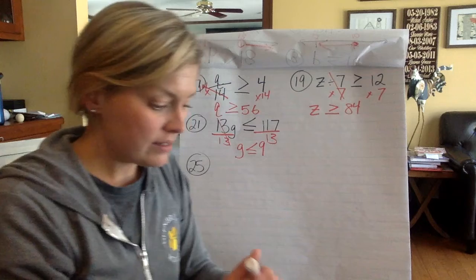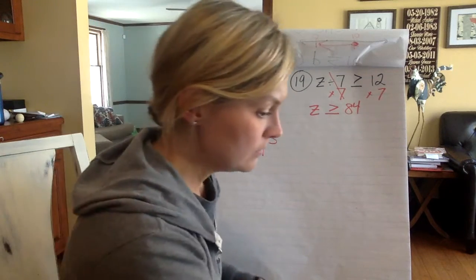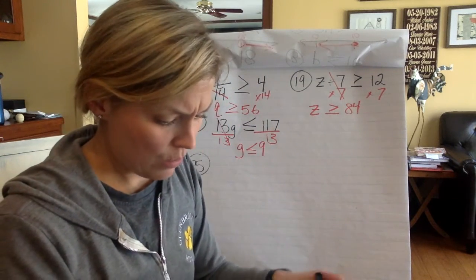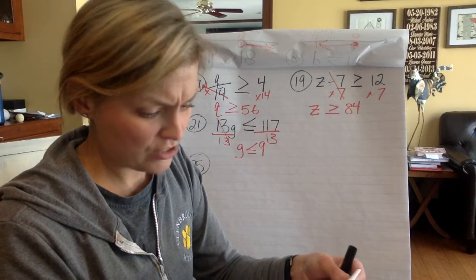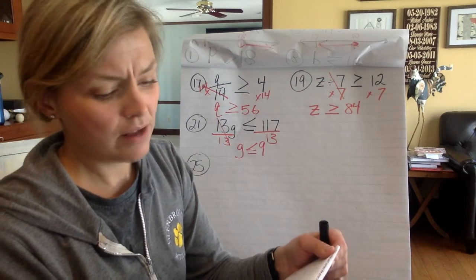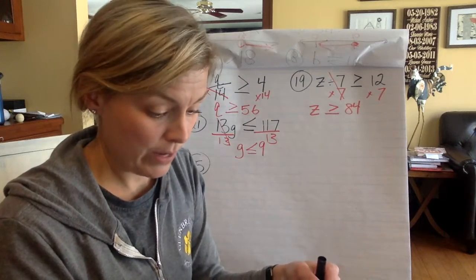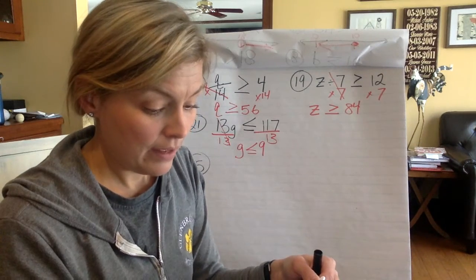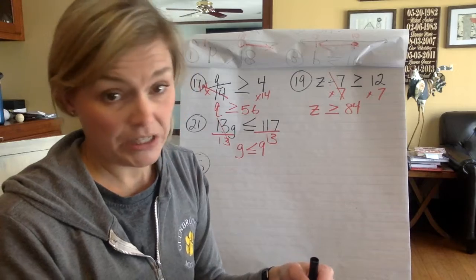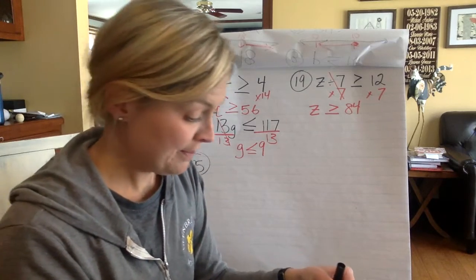The error analysis in number 23. You'll notice that what they did was they subtracted 2 from both sides. What they should have done was divide by 2 on both sides, to get n is greater than or equal to 14. That's what they should have done.